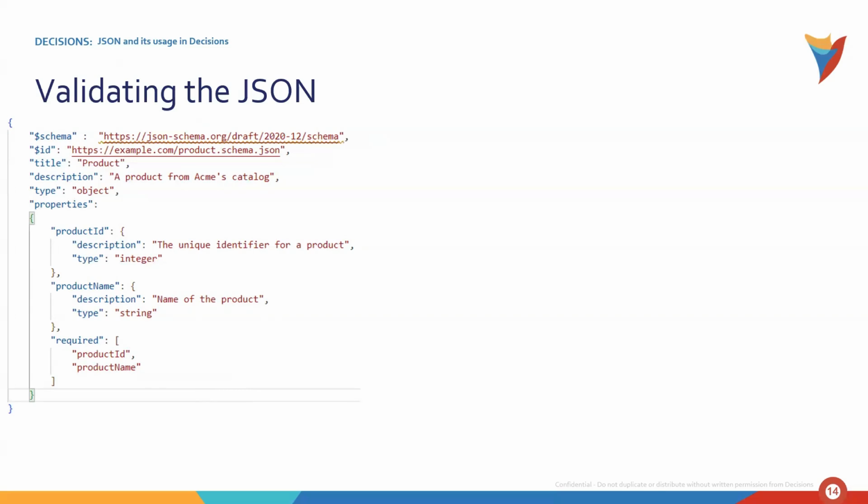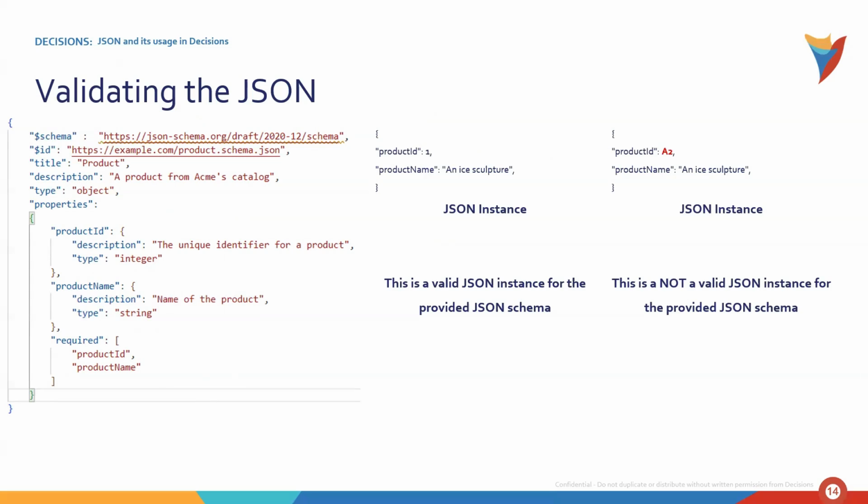Now let's take a JSON instance. This is a valid JSON instance because the values of the data items are of the types given in the schema. Here is another JSON instance, which is an invalid one, as it does not adhere to the constraints that are provided in the JSON schema. Here, A2 is the value for the property product ID, which is not of an integer type, making this instance an invalid one.